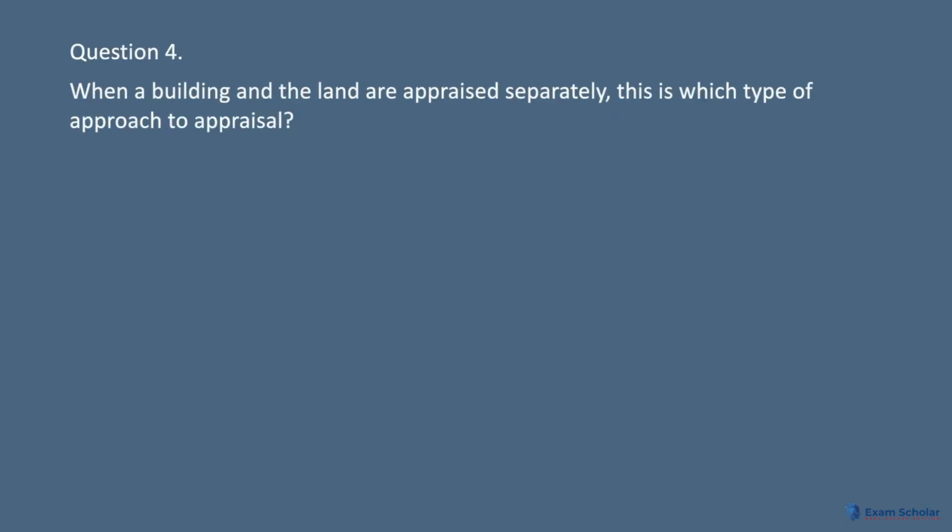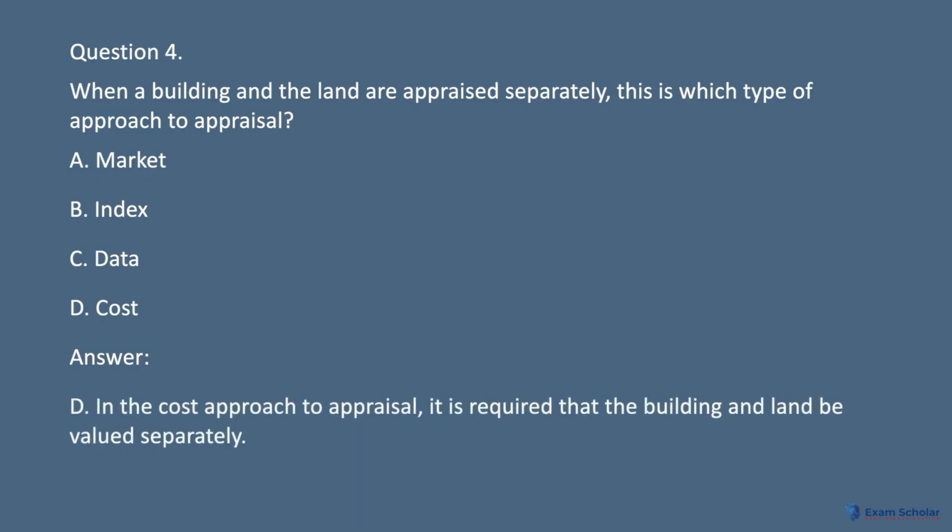Question 4. When a building and a land are appraised separately, this is which type of approach to appraisal? A. Market. B. Index. C. Data. D. Cost. Answer D. In the cost approach to appraisal, it is required that the building and land be valued separately.